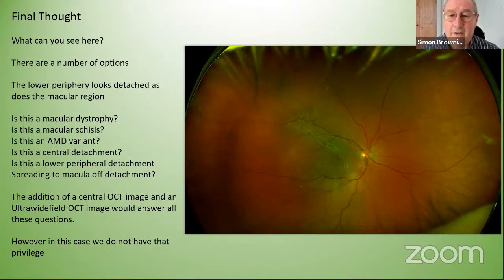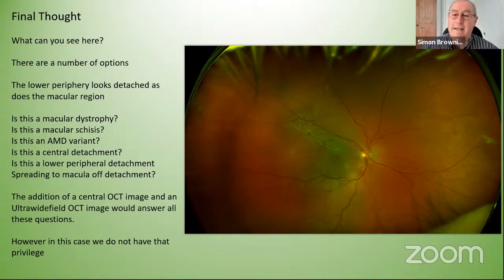Now, final thought here, and thanks to my colleague who allowed me to show this today, with his permission and the patient's permission. What can you see here? Here's a question. There's a number of options. The lower periphery definitely looks detached, as does the macular region quite severely. But is it a macular dystrophy? Is it a schisis? Is it an AMD variant? Is there a central detachment? Is this a lower peripheral detachment spreading off to a macular off detachment? We can make suppositions to this.